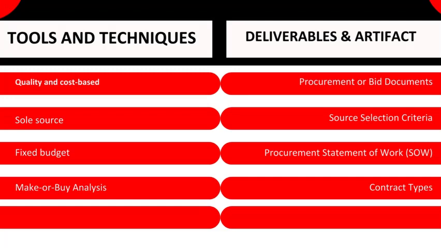Based on the make or buy analysis, the team leader decides to purchase the servers from a cloud computing provider. What are the deliverables and artifacts present here?